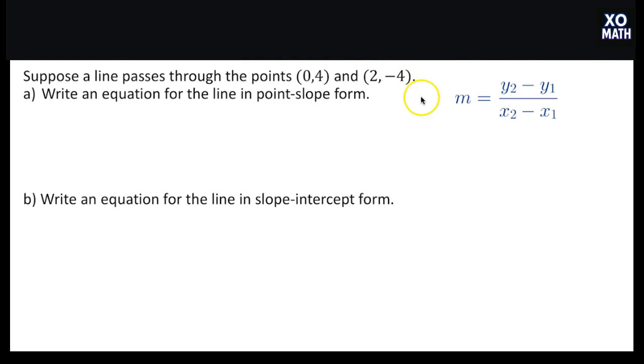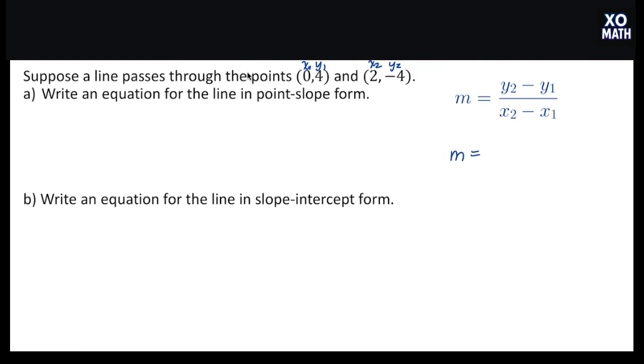So we need to find the slope using the formula for slope, m is equal to y sub 2 minus y sub 1 all over x sub 2 minus x sub 1. So our coordinate points here, (0, 4), we'll call that x sub 1, y sub 1, and (2, -4), we'll call that x sub 2, y sub 2. So let's go ahead and find that slope m.